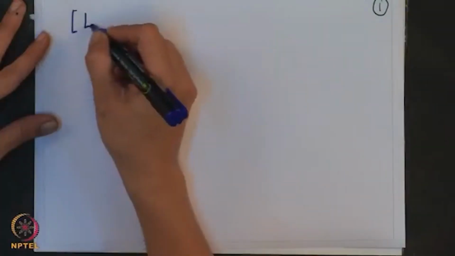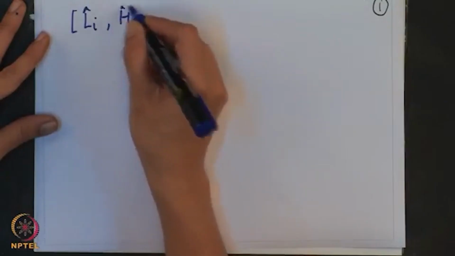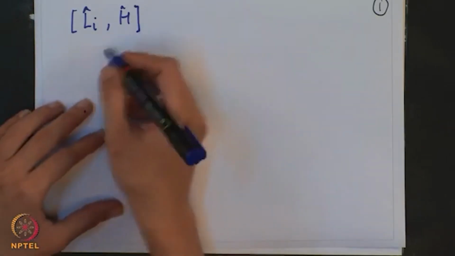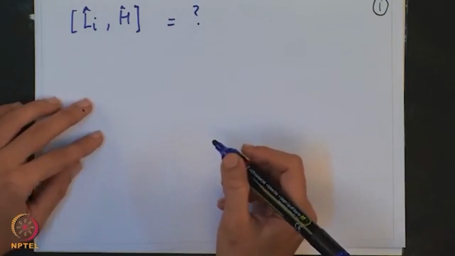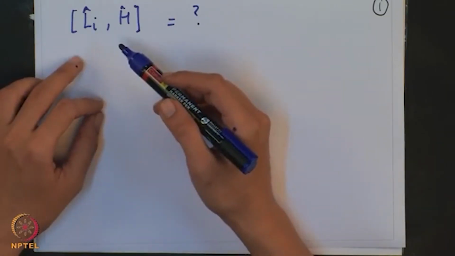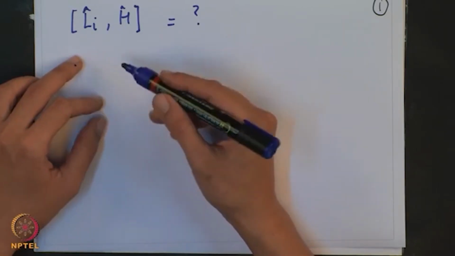We have to obtain the commutator of the angular momentum with the Hamiltonian. This is the question. We have evaluated such a question before, but the Hamiltonian was different, the potential term was different.